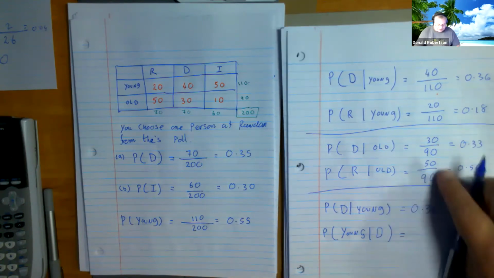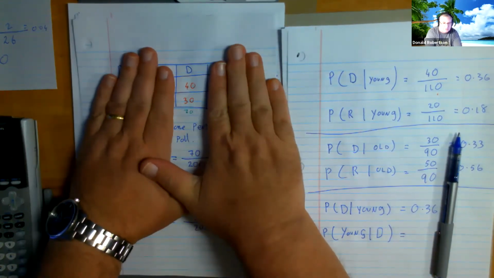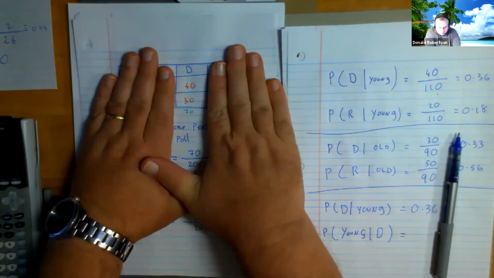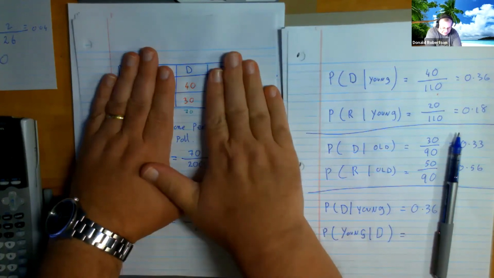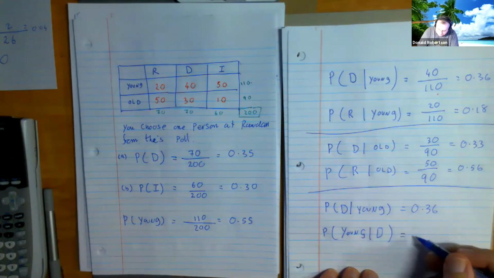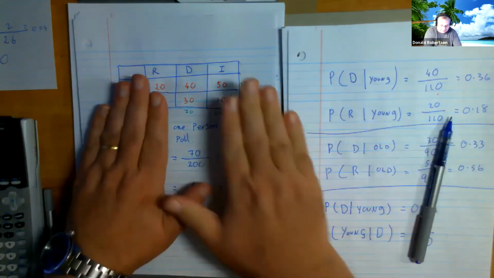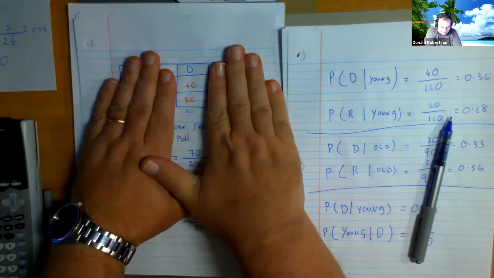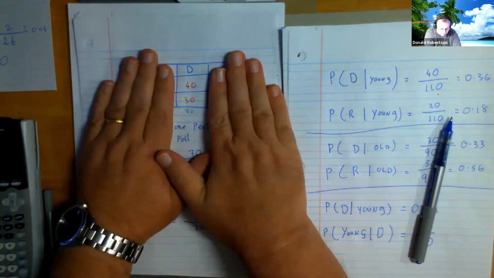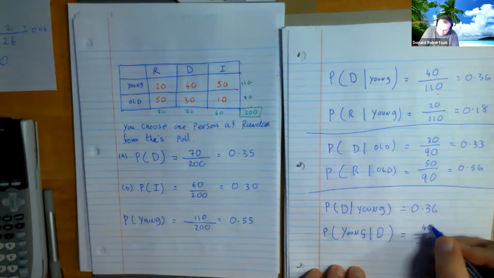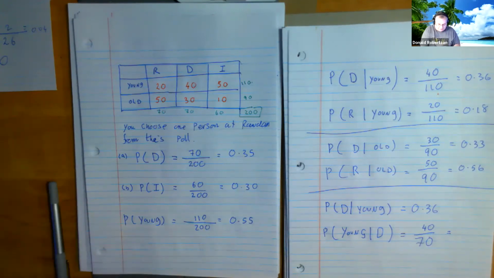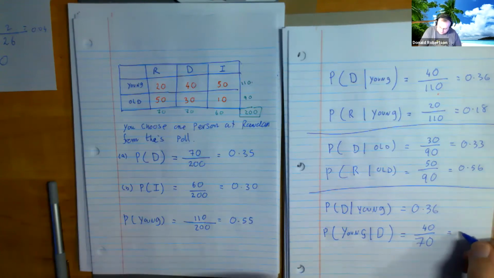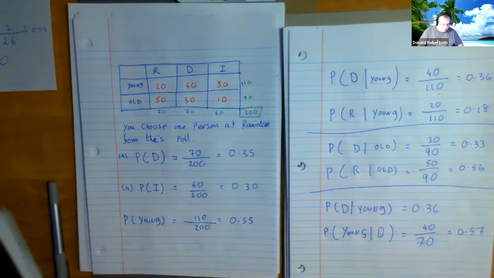Since you're told that they're a Democrat, doesn't the world now become that single column? So there's only 70 people who are Democrats. So if you're told it's a Democrat, it's those 70 that you're dealing with. So there's the bottom number, goes there. And of those 70, how many of them are young? Well, the top number is the young ones. So the answer is 40. And what we have here is 40 divided by 70. And this here is 57.